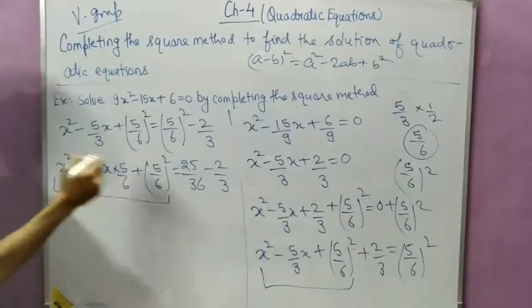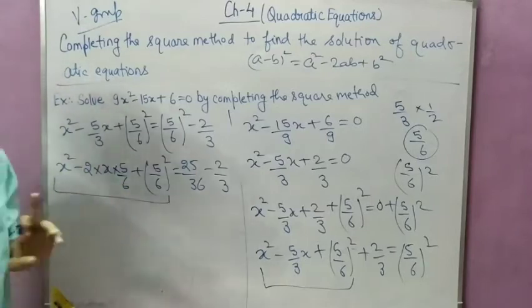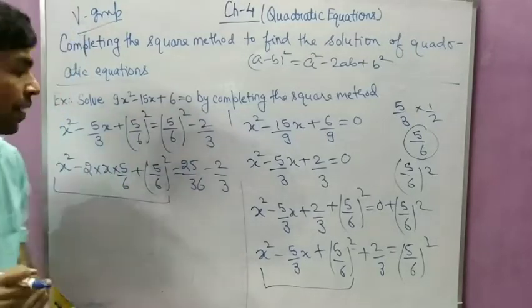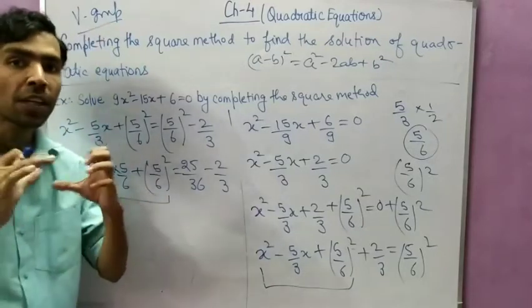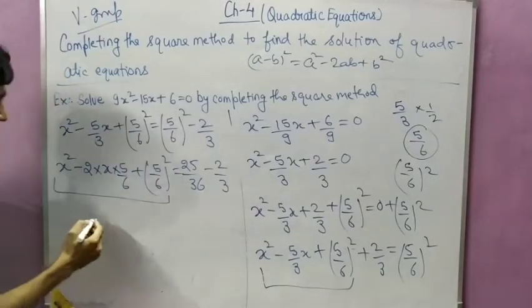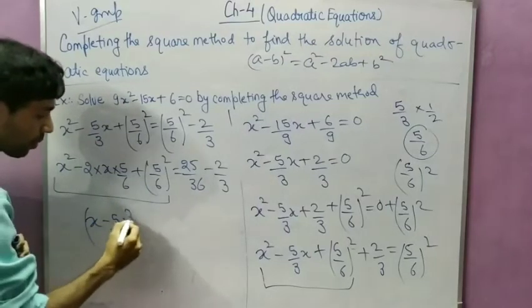Okay, so by seeing this, we can say this is a formula. And which formula? (a minus b) whole square. In place of a, x is here. In place of b, 5 by 6 is here. So you have completed the square now. So this can be written as (x minus 5 by 6) whole square.